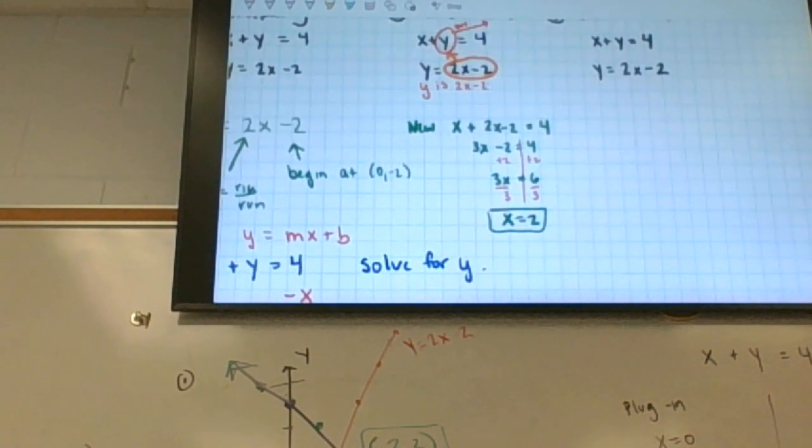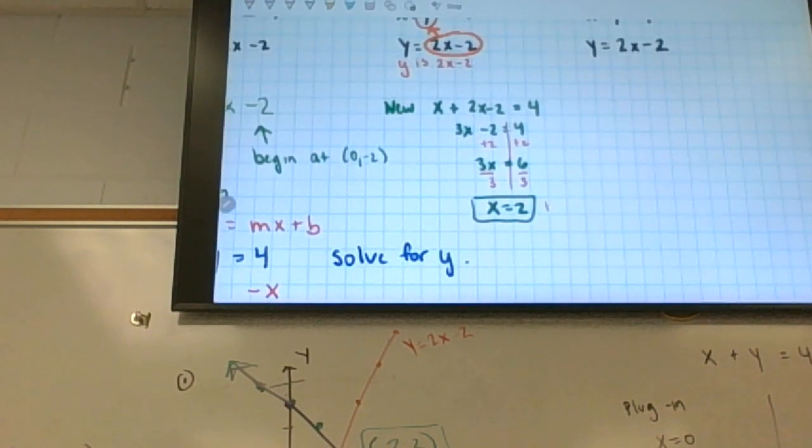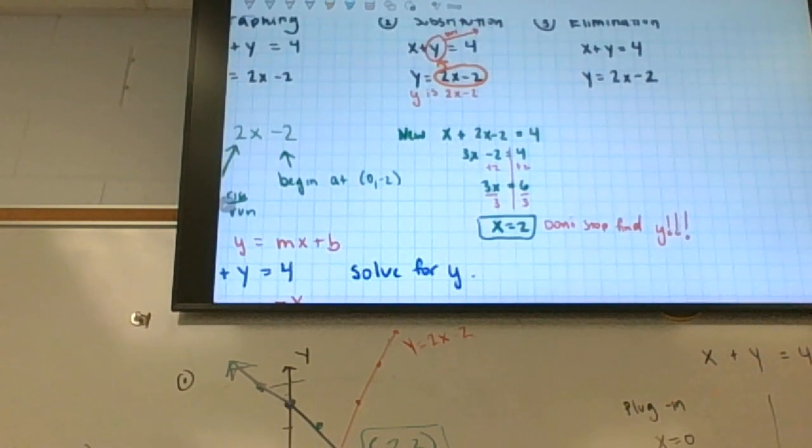The thing is that you don't stop. You must find y. Don't stop. Find y. How can we find y? You plug it in. You can plug it to the top, or you can plug it to the bottom. Either one you pick. I'm going to plug in the original equation. So I'm going to go to any one of the originals and plug in.